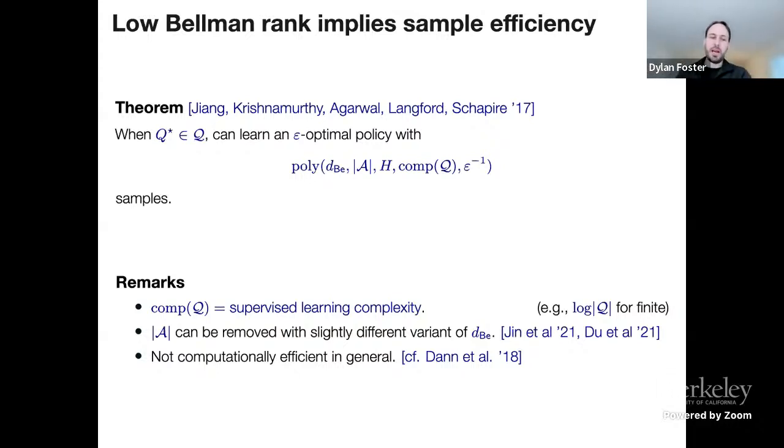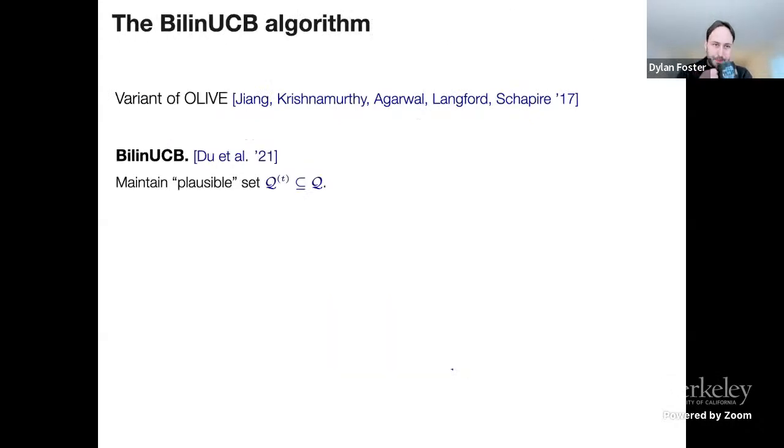Okay, so I'm going to describe an algorithm that achieves the sample complexity guarantee. This is an algorithm which is called BiLin UCB. And this is a variant of another algorithm called OLIVE, which was the first algorithm for this setting. BiLin UCB, like most of the algorithms we've seen up to this point, is based on the notion of optimism. And the name is coming from the fact that when we assume low Bellman rank, our Bellman residuals have this bilinear structure, so BiLin UCB.